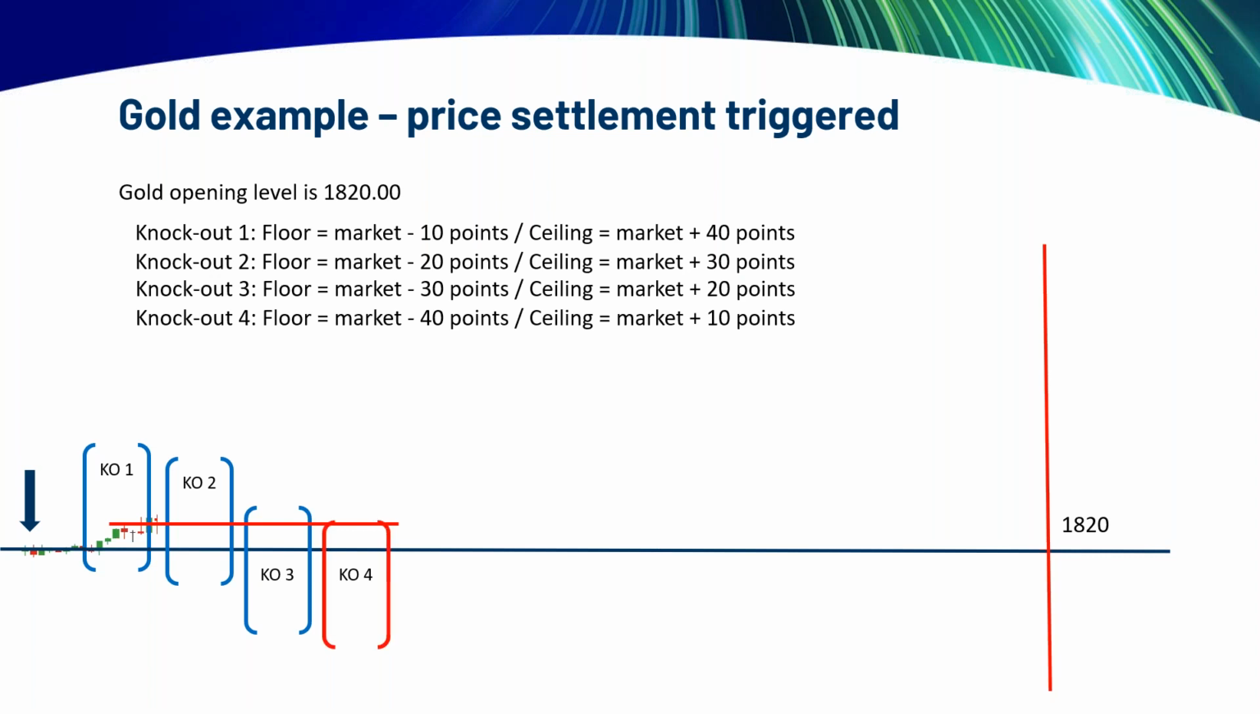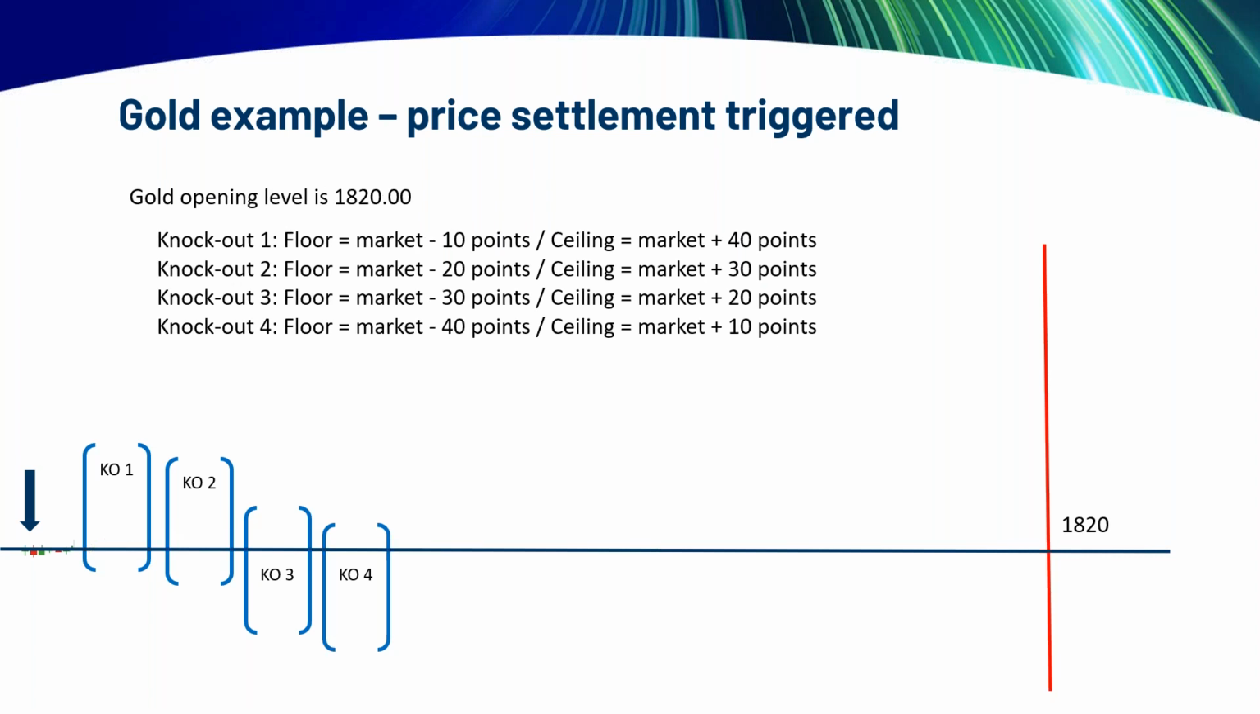Knockout number 4 is done. If you bought knockout number 4, you would have just been knocked out for a profit. If you sold knockout number 4, you would have just been knocked out for a loss. Now, since that one's disappeared and gold was going higher, we add a new knockout that's a little bit higher because gold is going higher. So as they get knocked out, you'll generally have 4 knockouts to choose from.